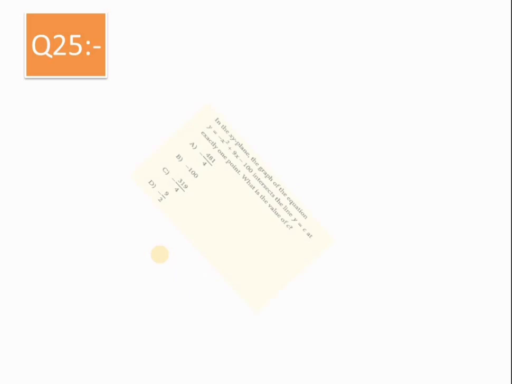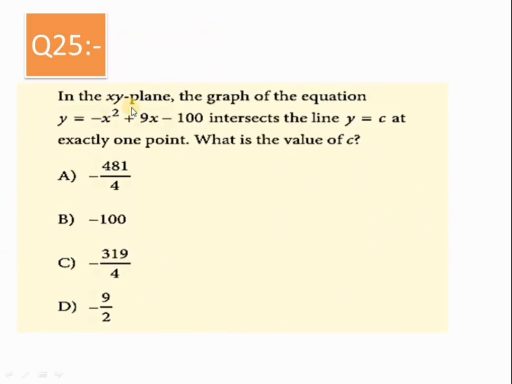Question number 25. In the xy plane, the graph of the equation y equals negative x power 2 plus 9x minus 100 intersects the line y equals c at exactly 1 point. What is the value of c? Try to read the question carefully and understand everything, and imagine the question to solve it in a very easy way.